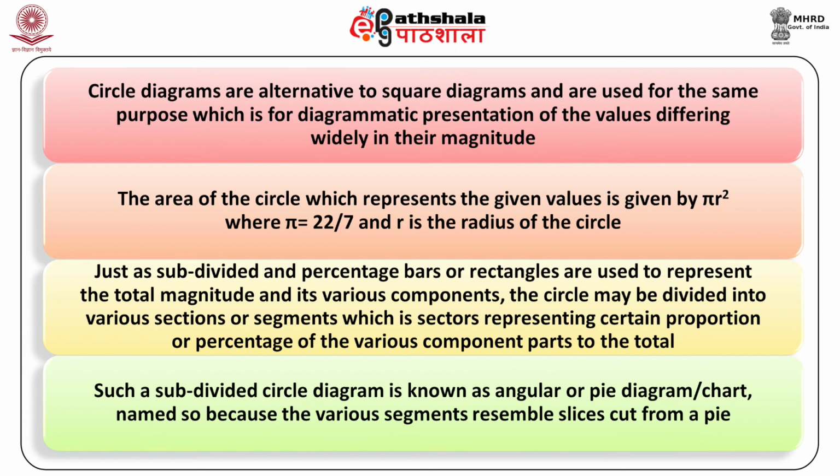Just as subdivided and percentage bars or rectangles are used to represent the total magnitude and its various components, the circle may be divided into various sections or segments which, as sectors, represent certain proportion or percentage of the various component parts to the total. Such a subdivided circle diagram is known as an angular or pie diagram or chart. This is named as pie diagram or chart because the various segments resemble slices cut from a pie.